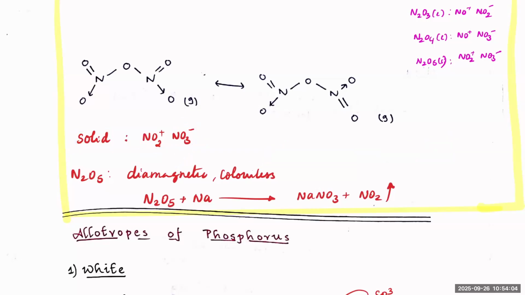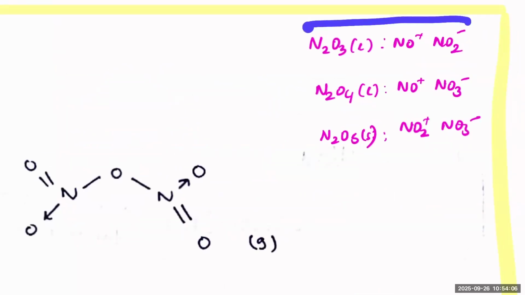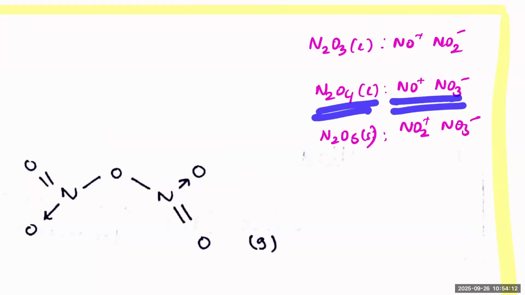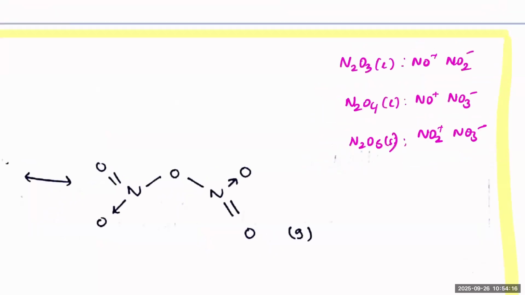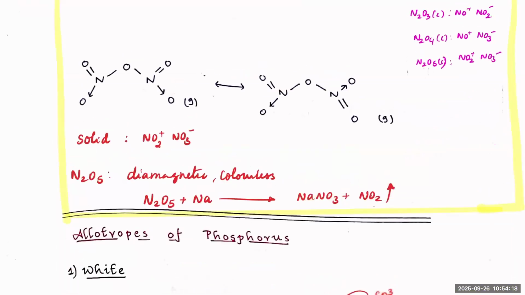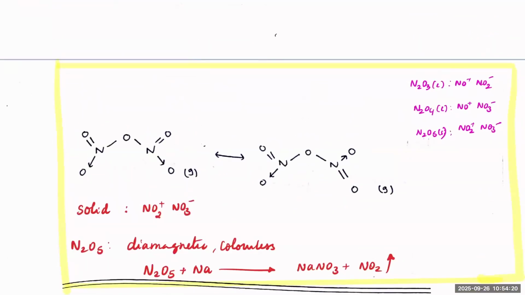Now remember, these are the structures you need to know. N2O3 in solid and liquid state will exist this way. N2O4 in solid and liquid state will exist this way. N2O5 in solid state exists this way: NO2 plus and NO3 minus. Correct? Clear with the nitrogen part now?